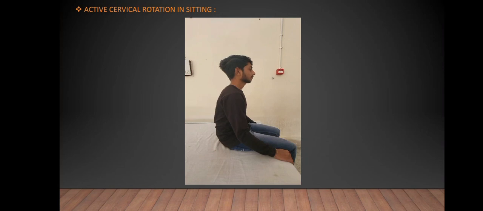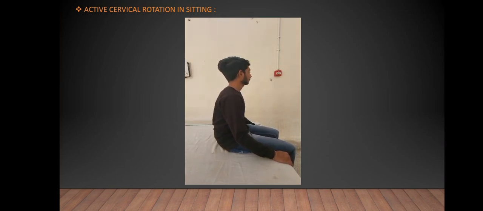Active cervical rotation in sitting. Instruction: rotate your head and neck as far as you can to each side while maintaining the plane of the face vertical and eyes horizontal.